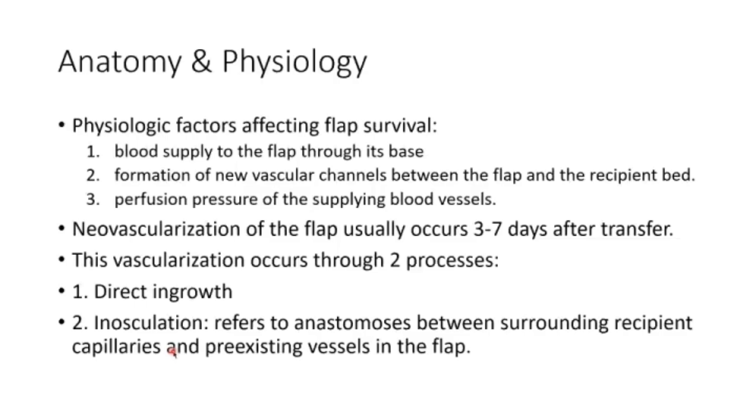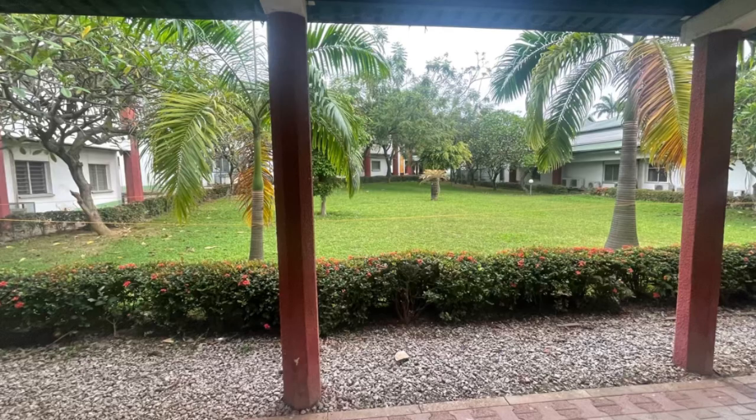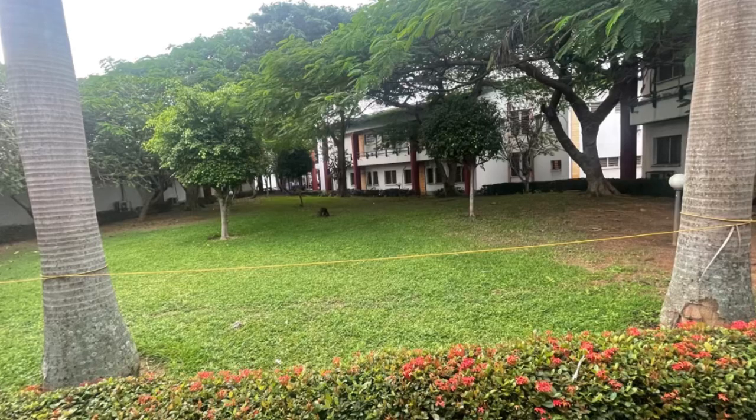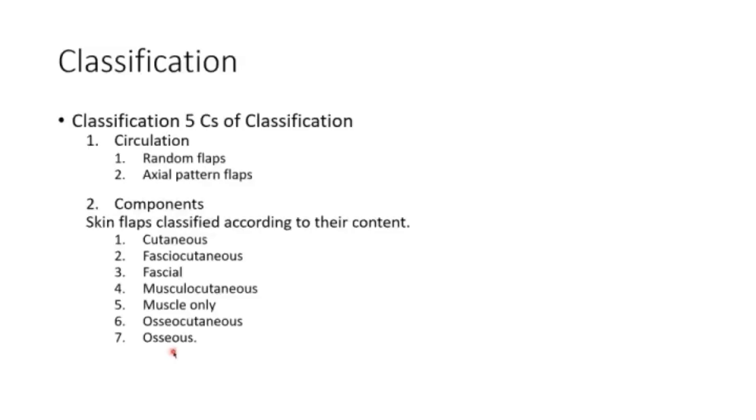This vascularization occurs through two processes. It could be by direct ingrowth or inosculation, which is anastomosis between the surrounding recipient capillaries and the pre-existing vessels that accompany the flap to the recipient site. Flaps can be classified using the 5 C's of classification.